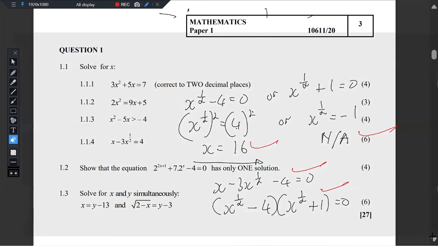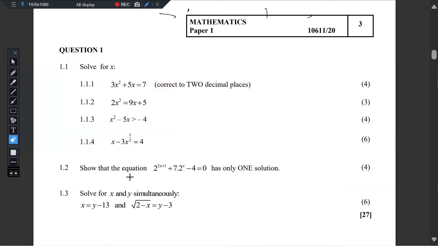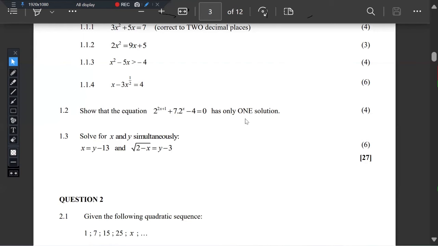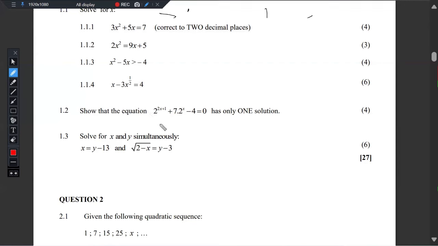Okay, so let's proceed. Then 1.2, show that the equation 2 to the exponent of 2x plus 1 plus 7 times 2 to the exponent of x minus 4 is equal to 0 has only one solution. Now, already we know that if we have something like this, we can just apply the K method, right? I don't like the K method as well, but for the sake that most of you understand the K method, I will just stick to the K method.